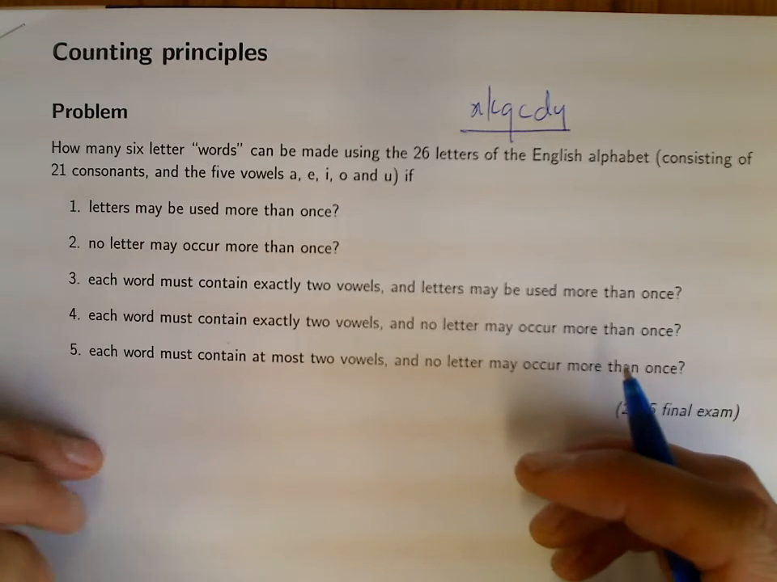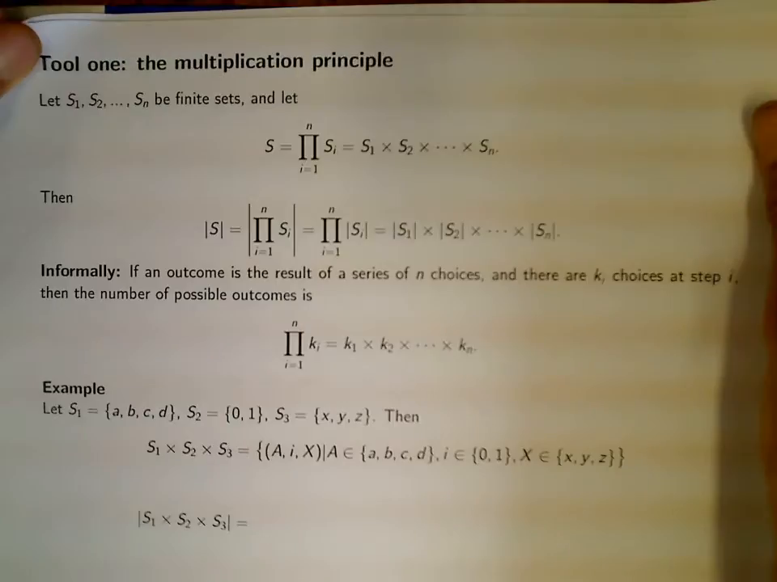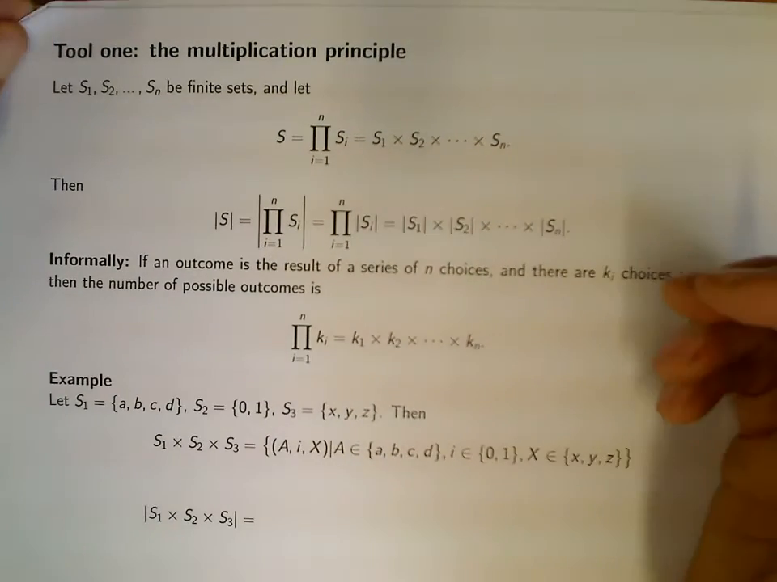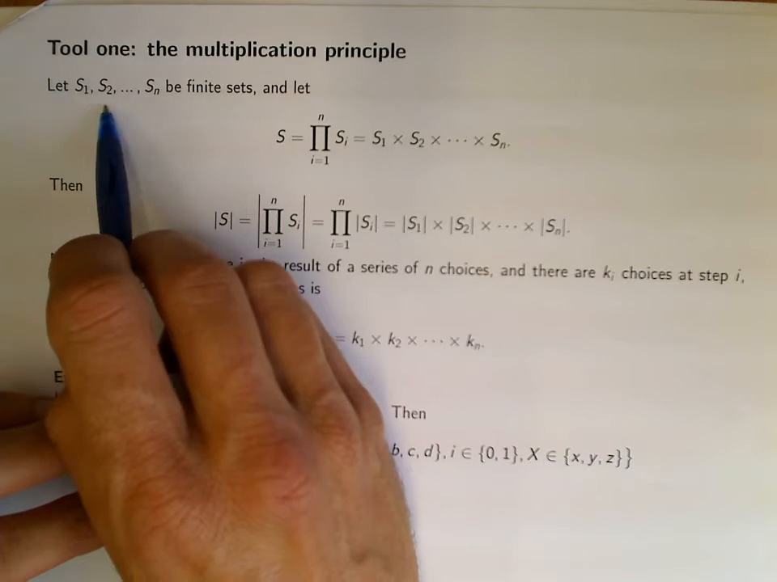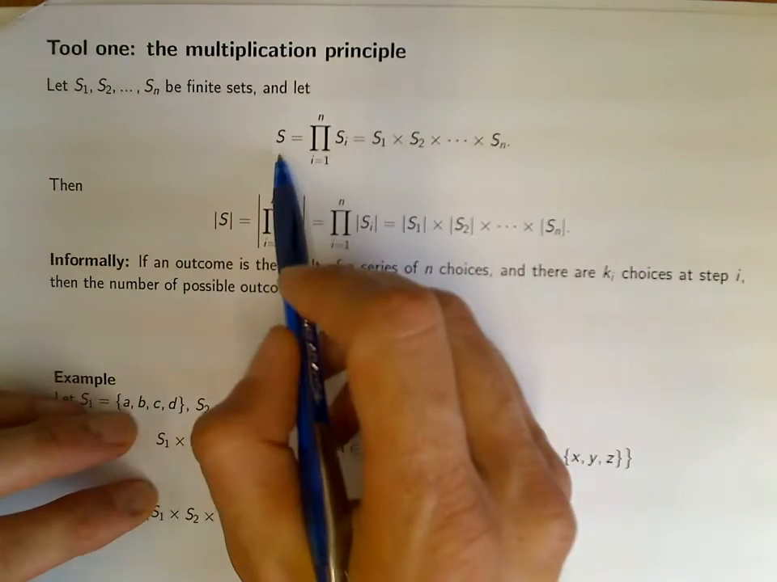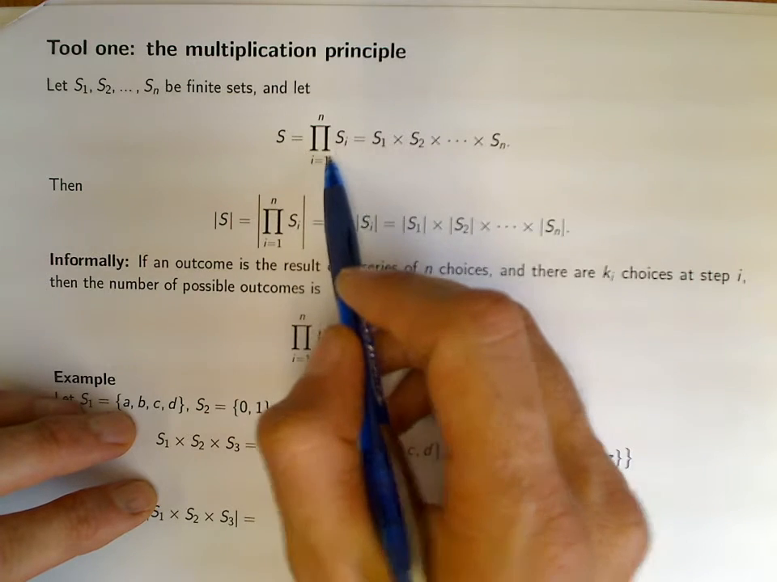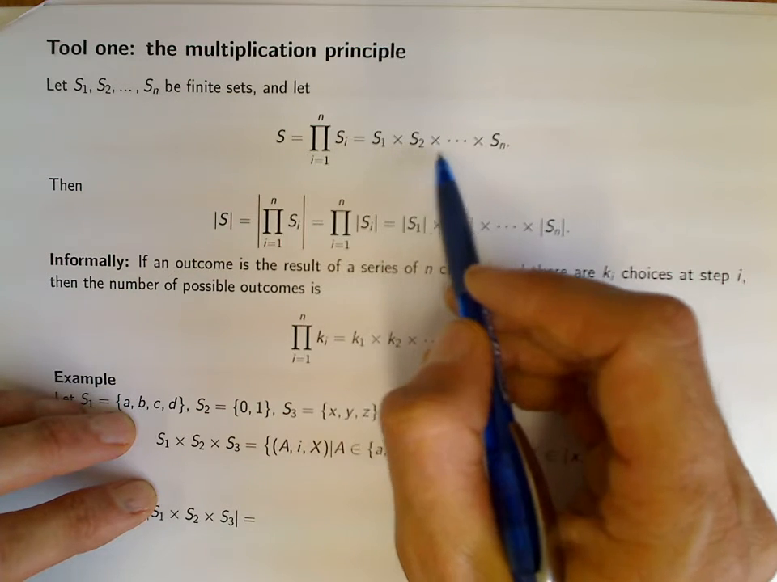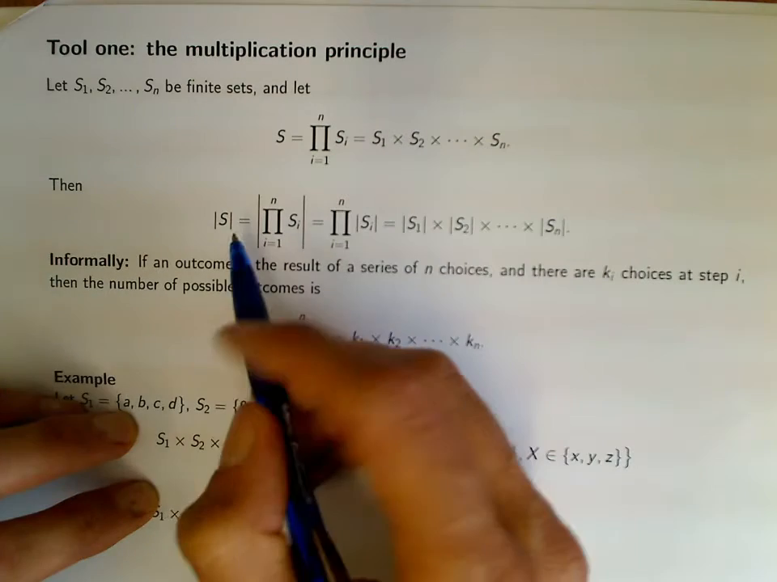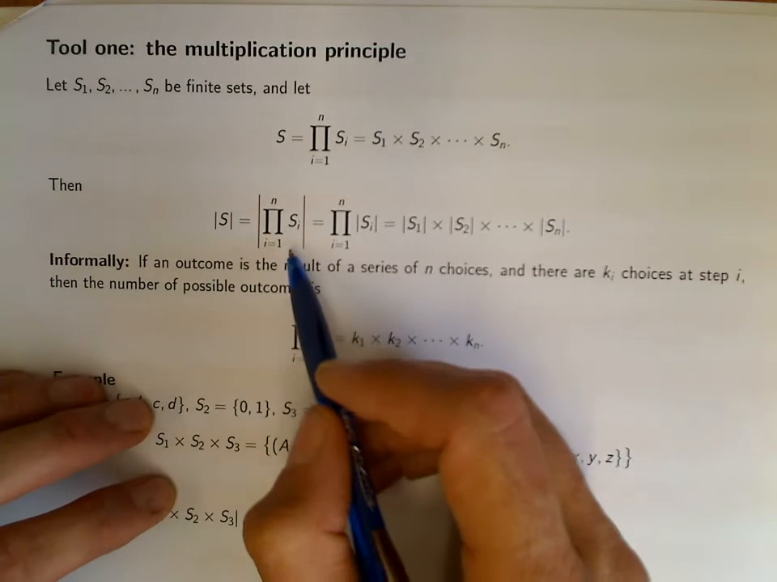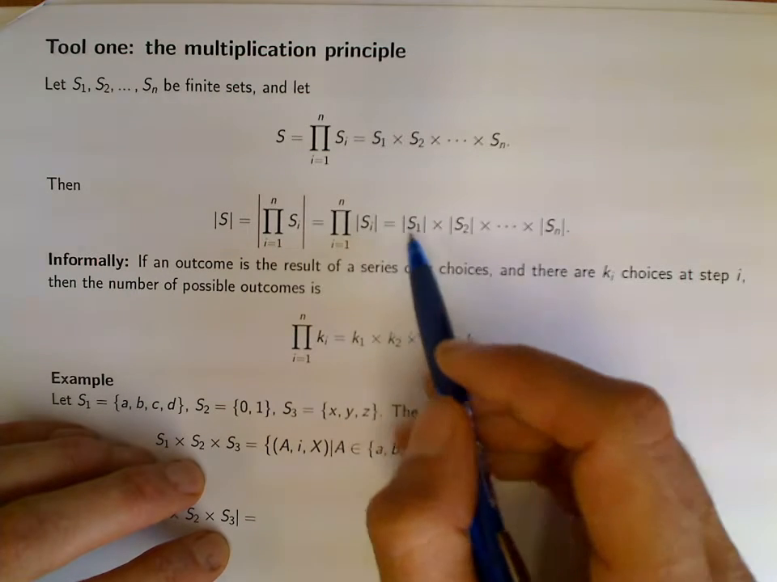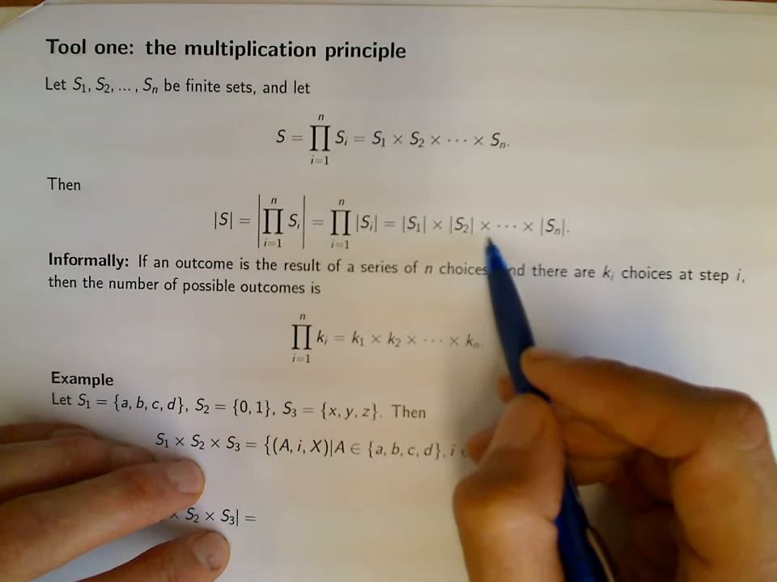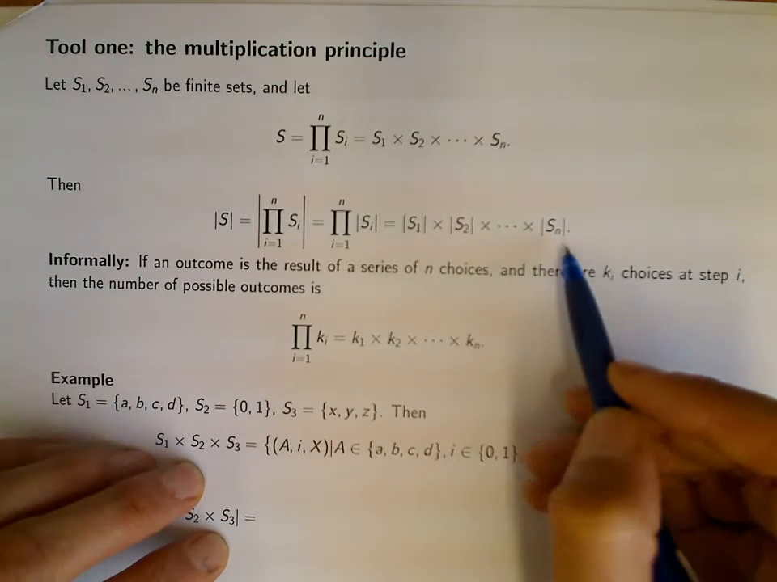Alright, so to do this there's 2 main tools that we're going to use, and the first main tool is the multiplication principle. So let's just talk about that. Okay, so there's a formal statement here and there's an informal statement. The formal statement says let S1, S2 up to Sn be finite sets, and we'll let S be the product of those, so the Cartesian product. So that consists of S1 cross S2 cross ... cross Sn. Then the size of the resulting set S, so the size of that product of sets, is the product of the sizes of each of those individual sets. So it's the size of S1 times the size of S2 times ... times the size of Sn.